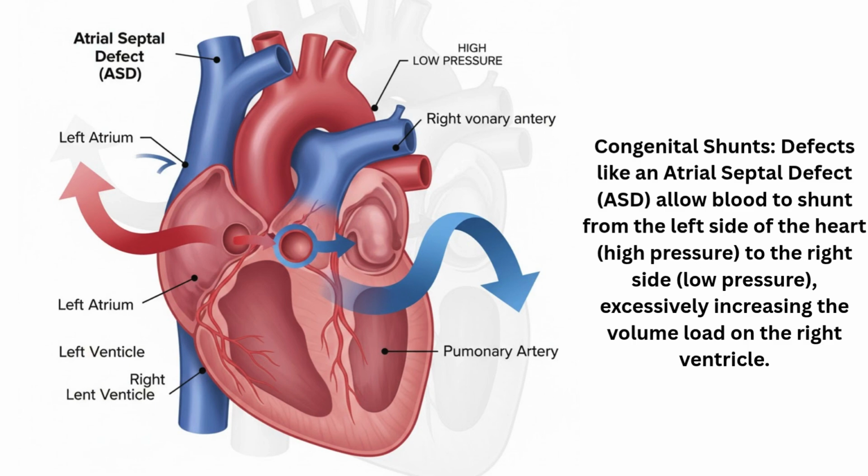Congenital shunts. Defects like an atrial septal defect, ASD, allow blood to shunt from the left side of the heart, high pressure, to the right side, low pressure, excessively increasing the volume load on the right ventricle.